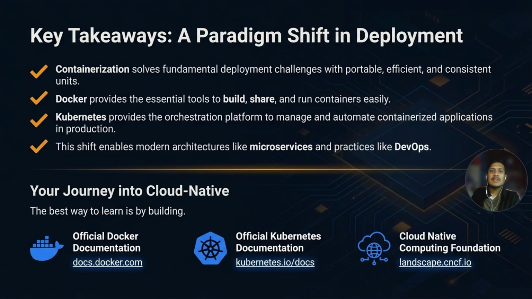To wrap up, here are the key takeaways from today's session. Containerization solves fundamental deployment challenges by providing portable, efficient, and consistent units. Docker provides the essential tools to build, share, and run these containers easily. Kubernetes provides the orchestration platform to manage and automate them in production. This shift enables modern architectures like microservices and practices like DevOps. The best way to learn is by building. I highly recommend exploring the official documentation for Docker and Kubernetes at the links provided on the slide.